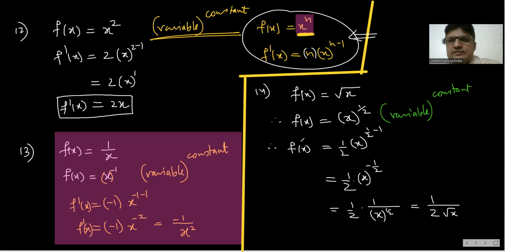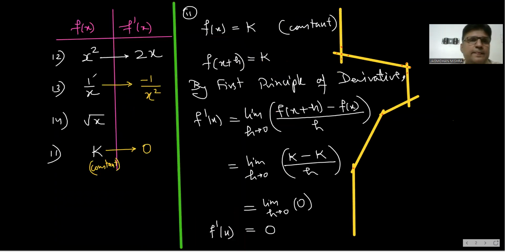So when f of x is root x, what is f dash x? f dash x is 1 upon 2 root x. When f of x is root x, f dash x is 1 upon 2 root x.